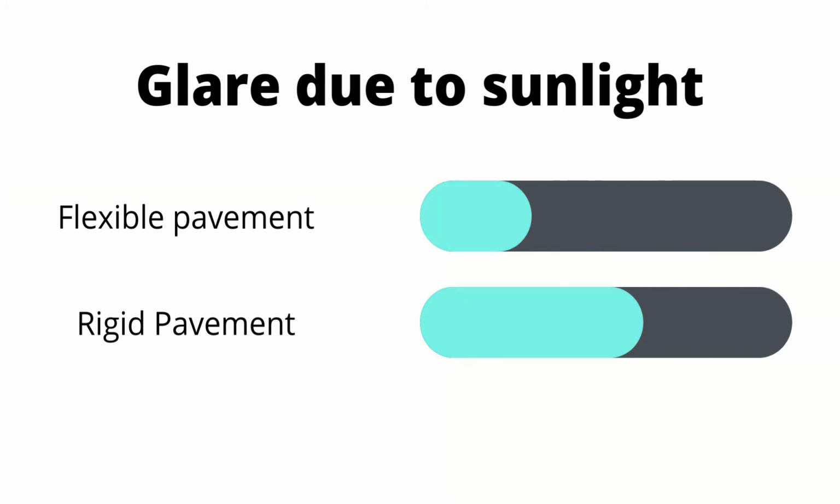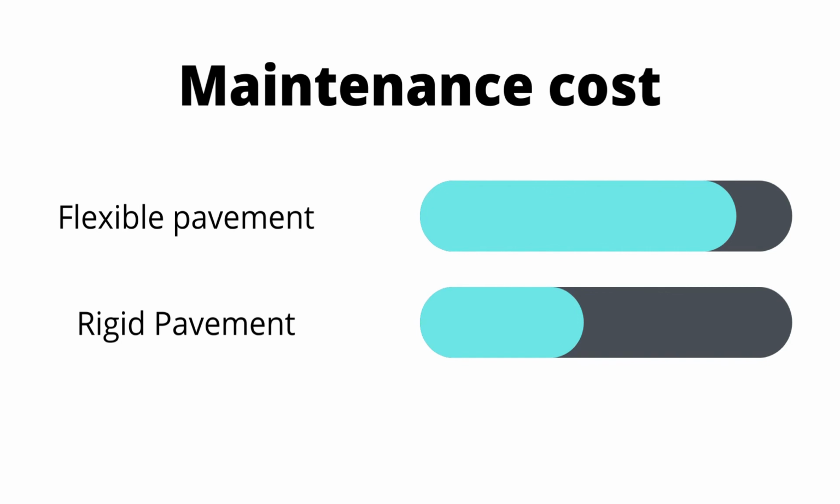Glare due to sunlight. This is an important point because while driving, we don't want glare to be shining on our eyes. So, flexible pavements do not usually cause glare due to reflected sunlight, whereas rigid pavements do. Next is maintenance cost. Flexible pavements have a high cost of maintenance, whereas rigid pavements have comparatively less cost required for maintenance.